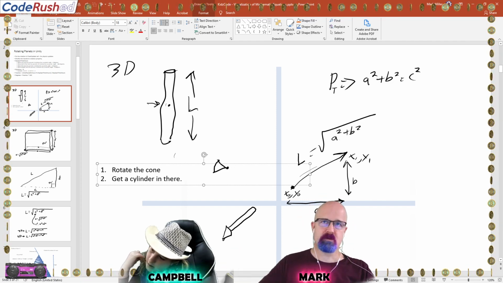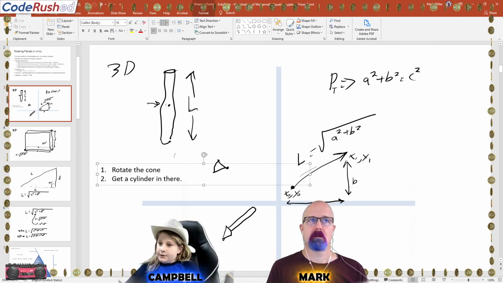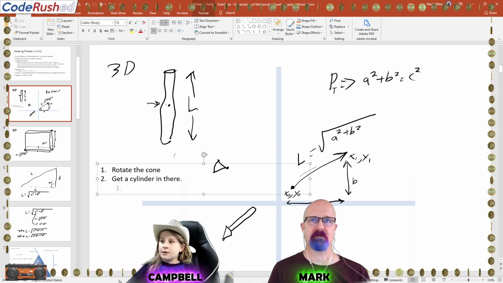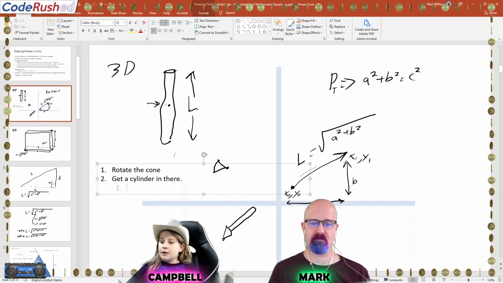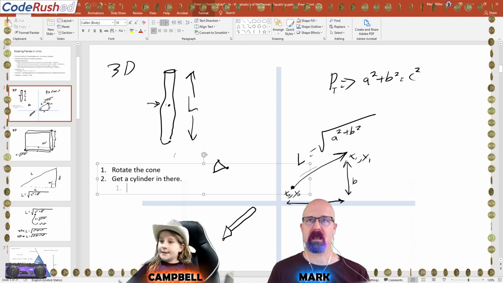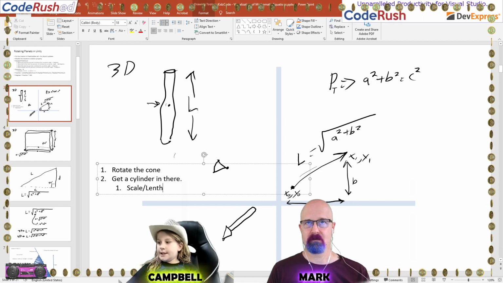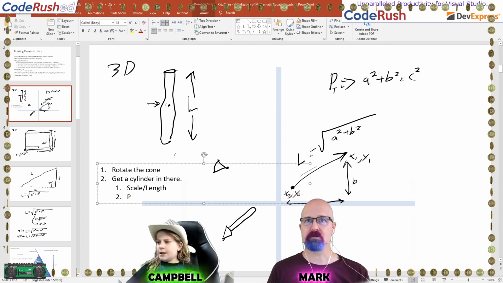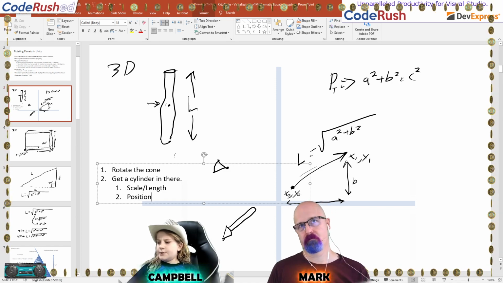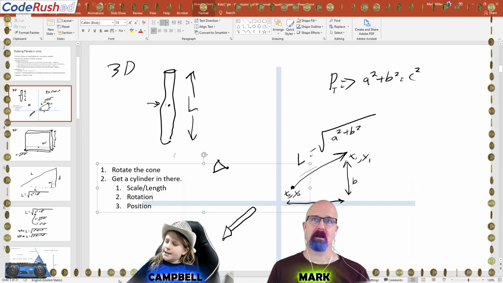Okay, tell me about that cylinder. That is to make it look like an actual arrow. Right. So what are the properties we have to set on the cylinder? What are the things we have to determine and figure out for the cylinder? Scale, so how long. Rotation. Scale, length, rotation. Do we need position?